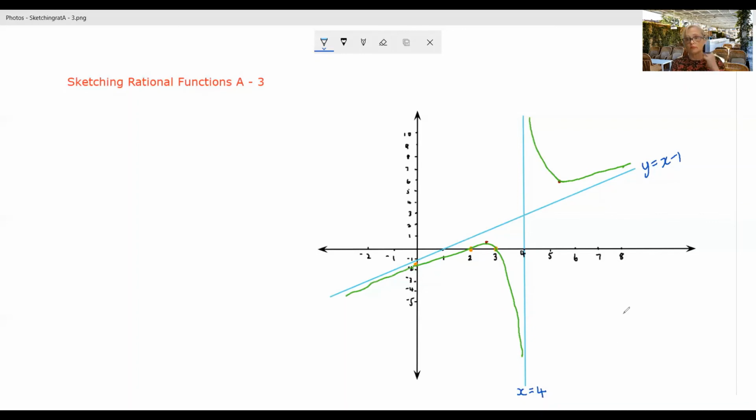Now that's not fantastic. It's much easier if you have a pencil to do it, and then you can fix it up if you make any mistakes. But that's roughly our function. f of x is x squared minus 5x plus 6 over x minus 4. Now, in our next video, I want to do one that's very, very similar in terms of its equation, but has a very different graph.